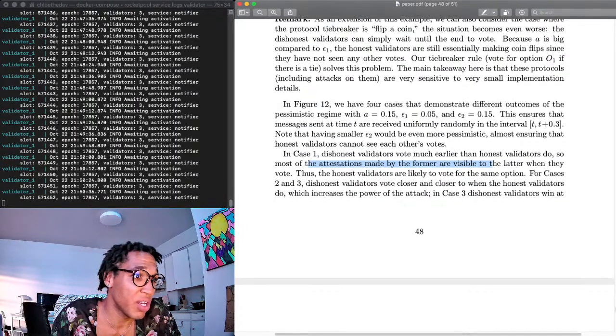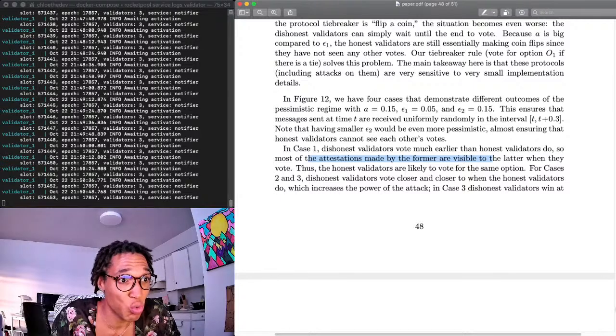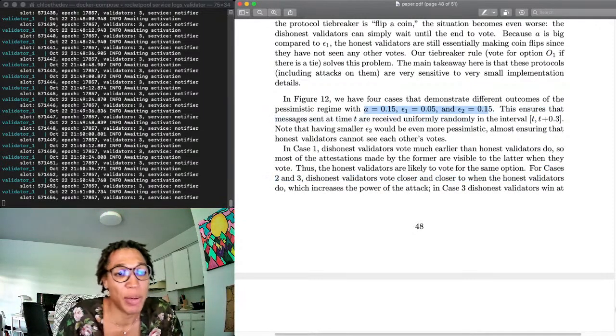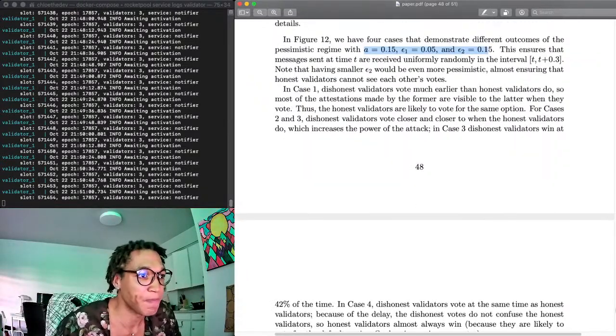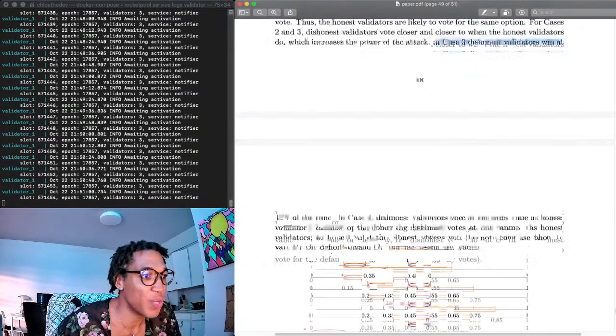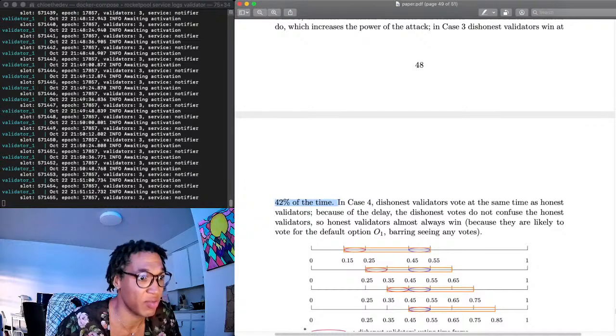For cases 2 and 3, dishonest validators vote closer and closer to when the honest validators do, which increases the power of the attack. So I guess the problem is the closer the dishonest validators vote to the honest validators, the power of the attack is increased, but what I would assume is it's also harder to pull off the attack at the same time. In case 3, dishonest validators win 42% of the time, which is way too high.